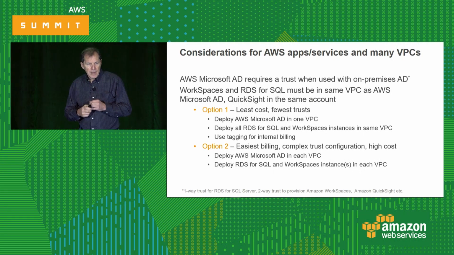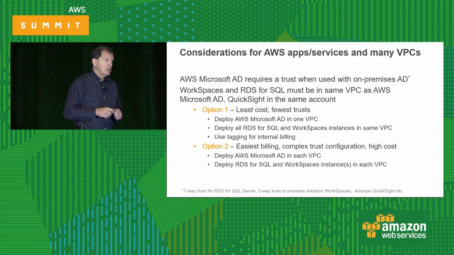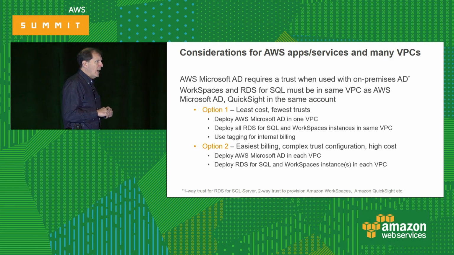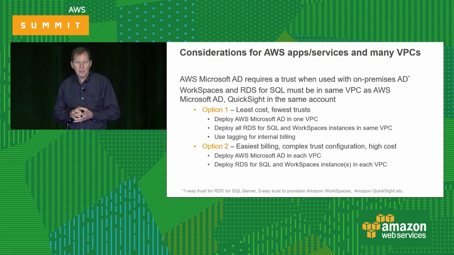Now, if you're doing that, they need to be in the same VPC or the same account. So in the case of QuickSight, it needs to be in the same account. Now, if you're looking at, well, how do I do my billing if I've got multiple accounts? How do I deal with that? There's kind of two options that you can do.